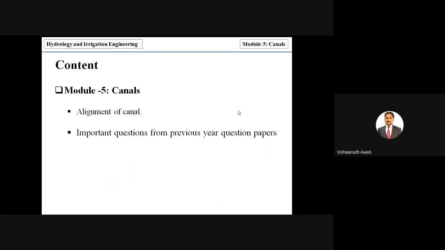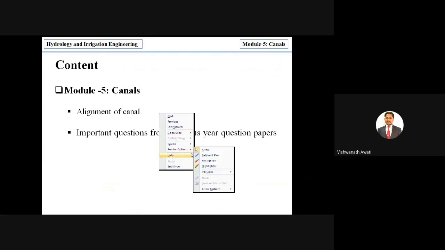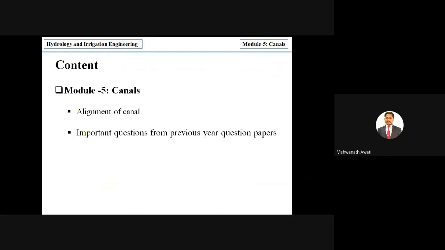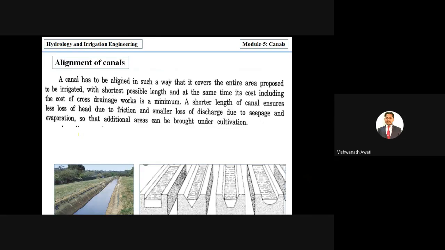And our main discussion today is alignment of canals. So today we are mainly discussing alignment of canals and some important questions. So we'll begin with alignment of canals.